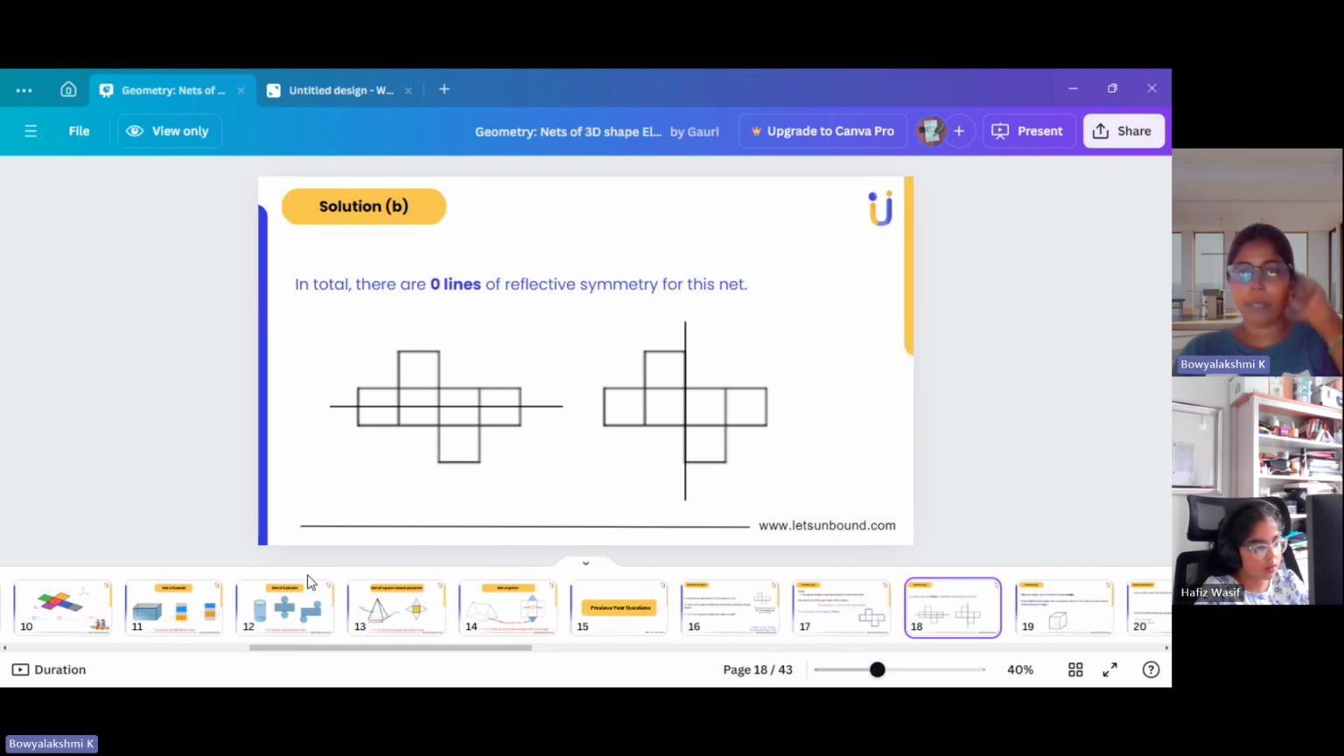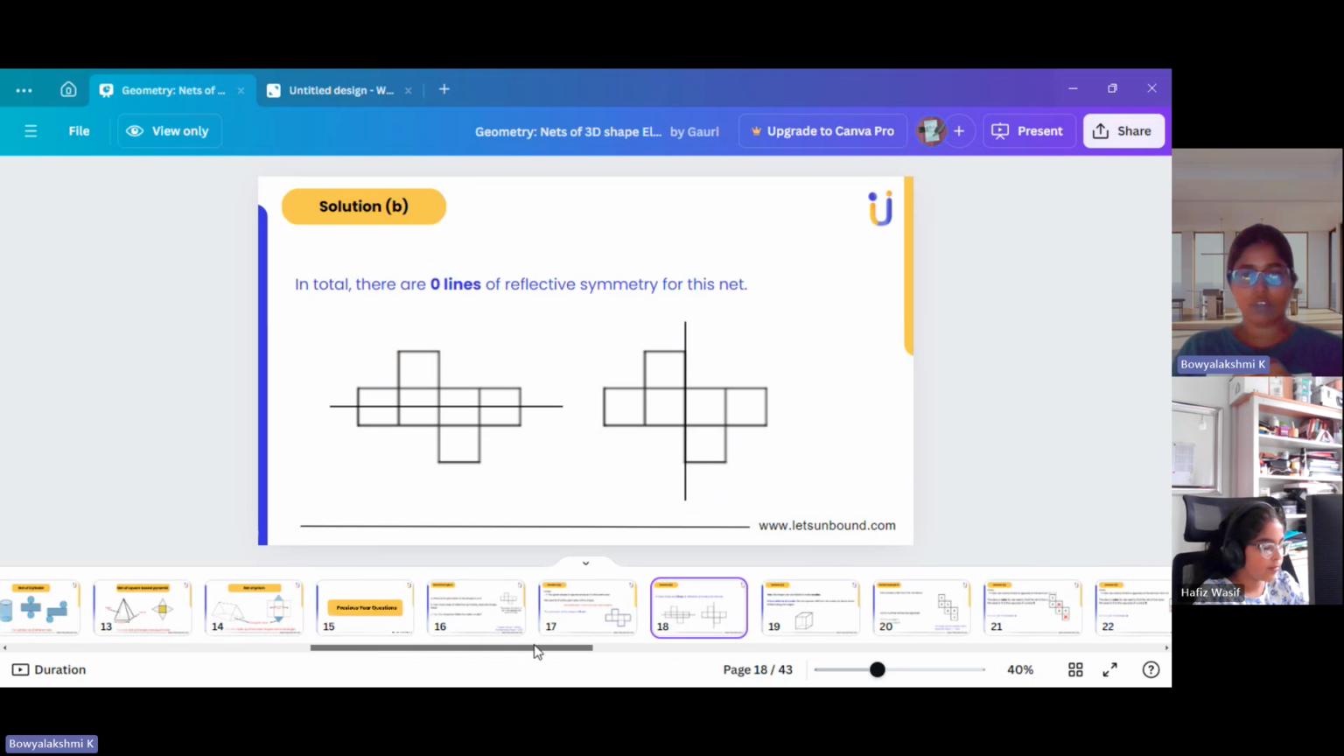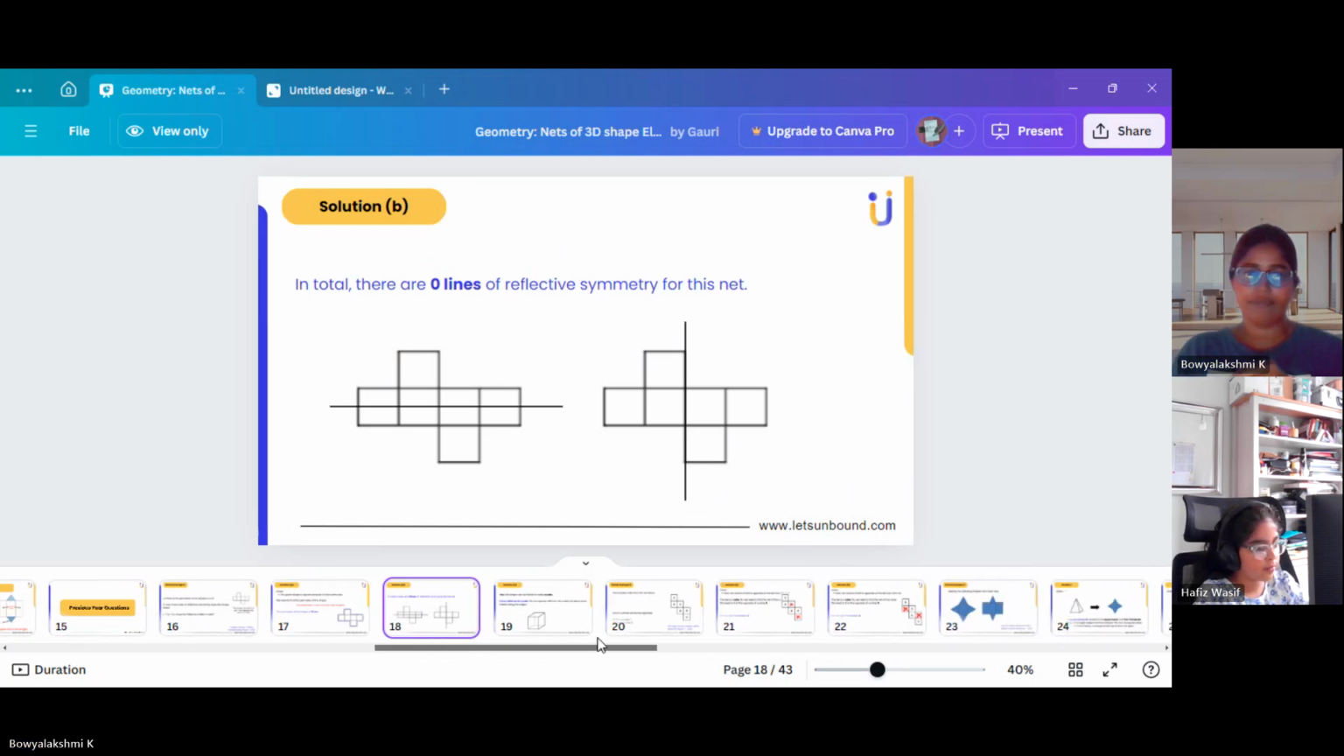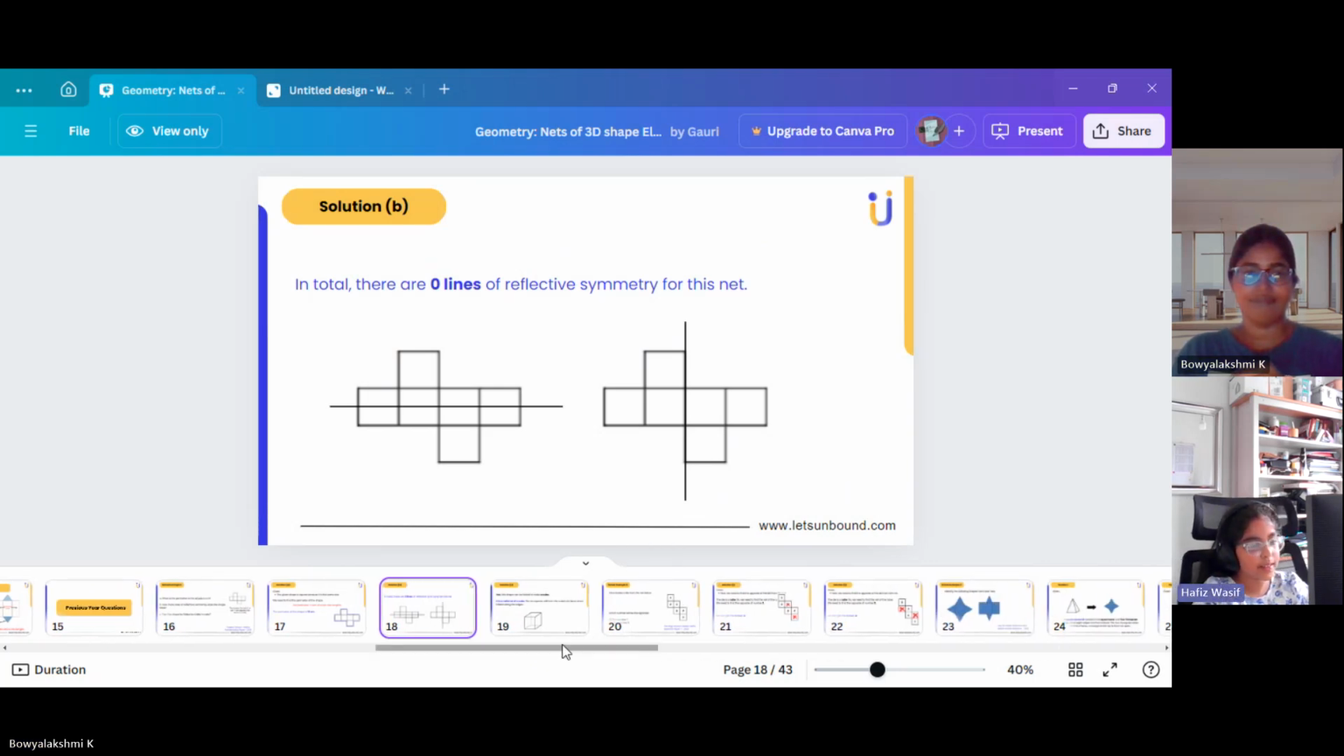When you have the paper exam, you can just fold and check. It's quite easy. Or you can use a ruler and check if there is a symmetrical thing or not. Whenever we get confused, we can use that. So I hope you get this net of 3D shapes. Next question.